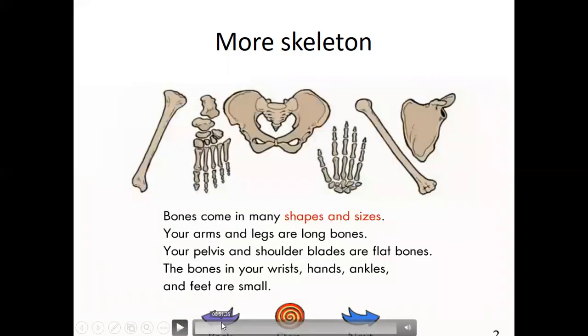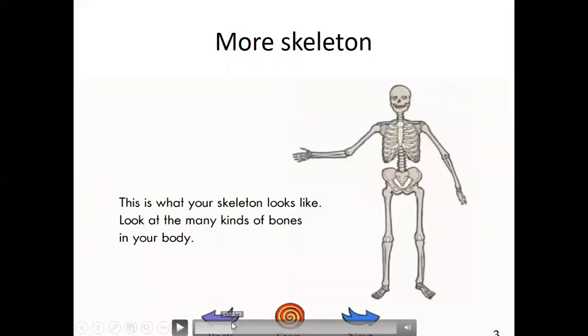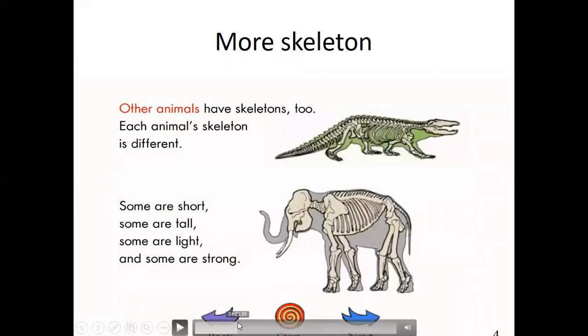And now, bones come in many shapes and sizes. Your arms and legs are long bones. Your pelvis and shoulder are examples of flat bones, and the bones in your wrists and hands, ankles and feet are small bones. All these things we discussed in our last lesson. This is what your skeleton looks like. Look at the many kinds of bones in your body. Now this is your skeleton, and we are going to see some other skeletons.